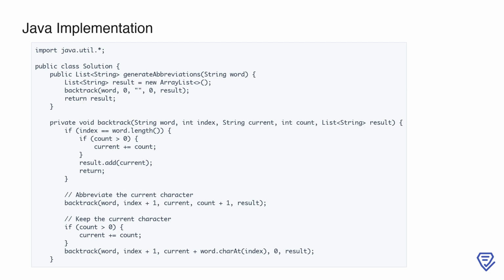The first thing we check inside the backtrack method is whether the current index has reached the end of the word. If it has, we finalize the current abbreviation by appending the count, if it's greater than 0, and then add the resulting string to the result list. This serves as our base case for the recursion.